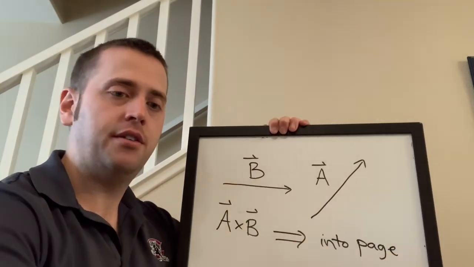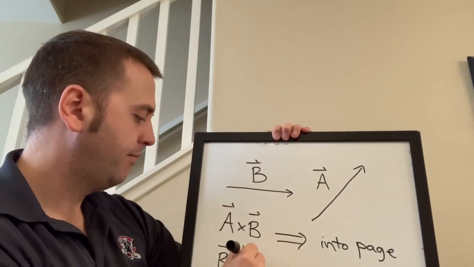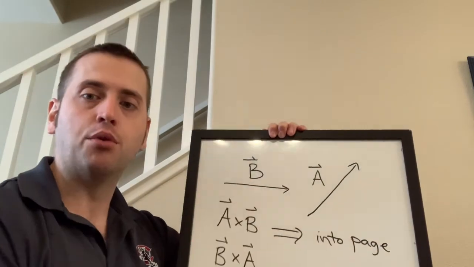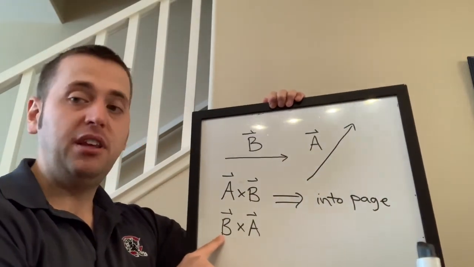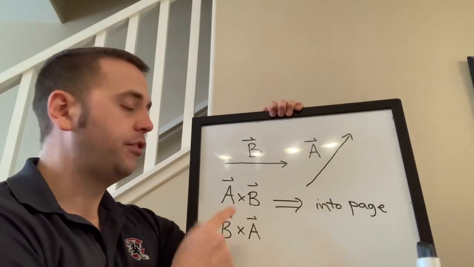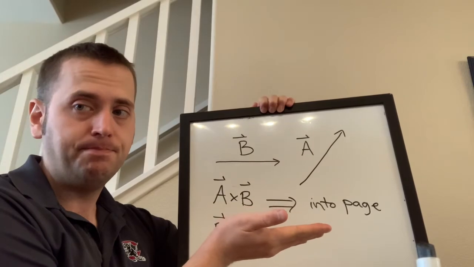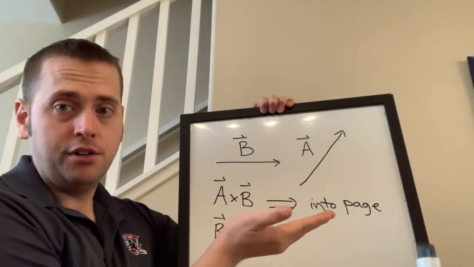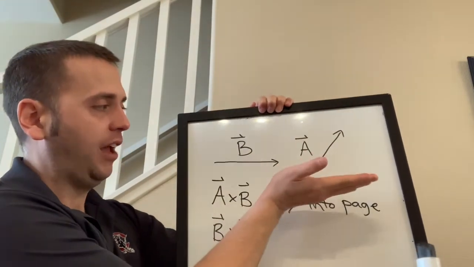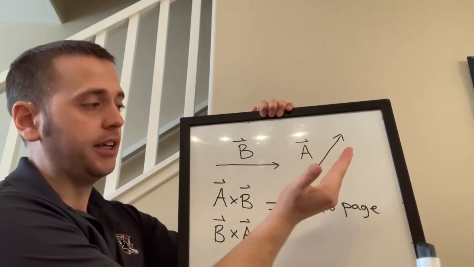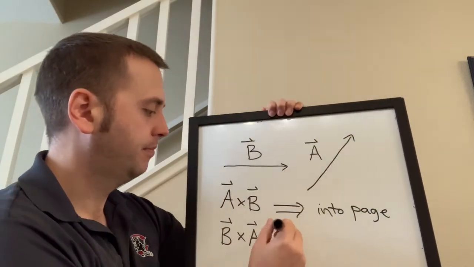On the other hand, if I were to do B cross A, basically just switching the order of the terms in the cross product. Now B is my first vector. So I start by pointing the fingers of my right hand in the direction of B, and then I curl the fingers of my right hand in the direction of the second vector, which is A. So that's what that would look like. Now where's my thumb pointing? It's going out of the page.